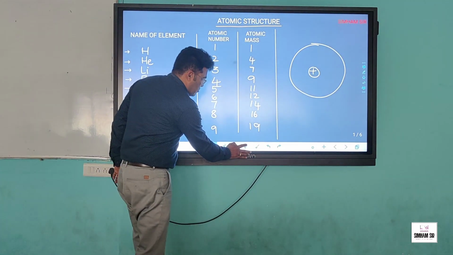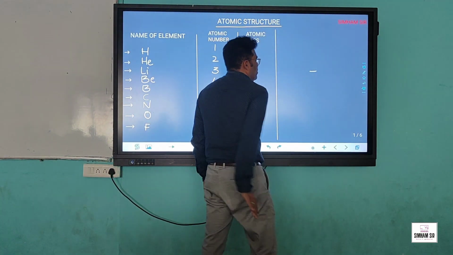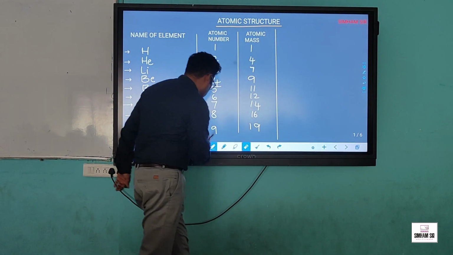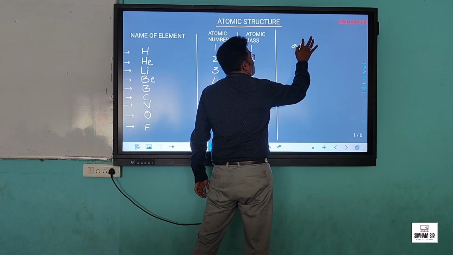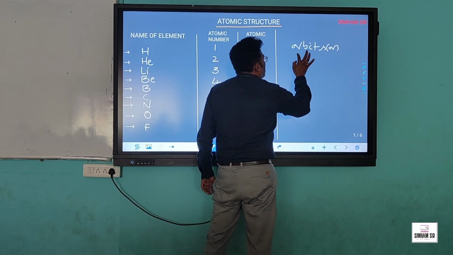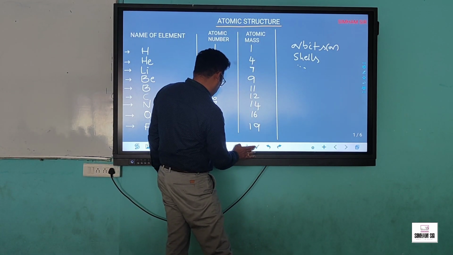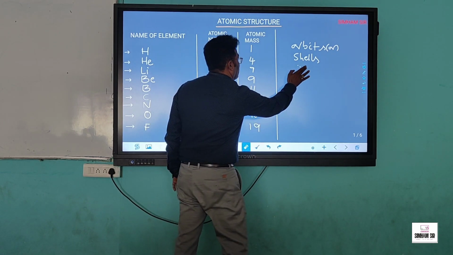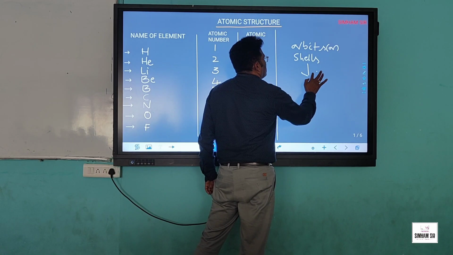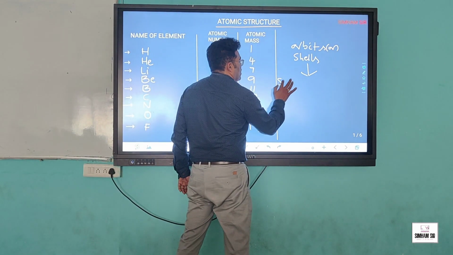Around the nucleus, orbits or shells are present. Now these orbits or shells again contain suborbits, or subshells.